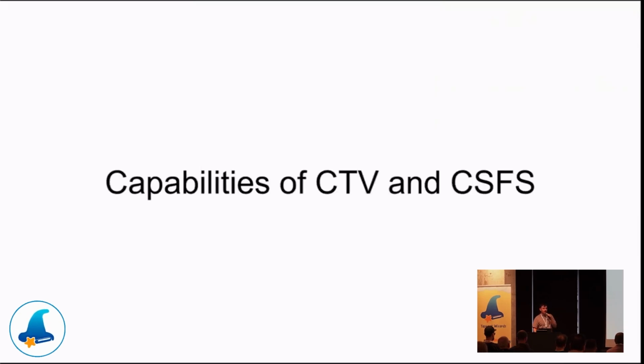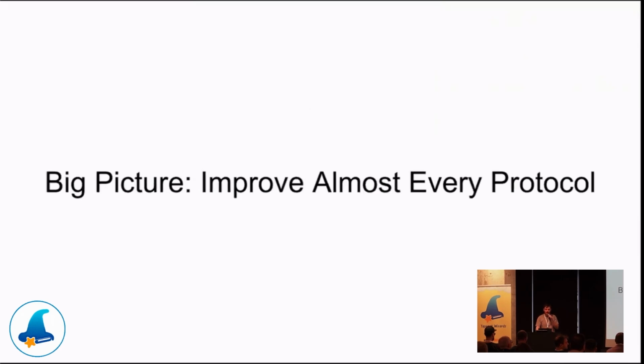So now I'm flying through because I've got a lot of content, but capabilities of CTV and check from stack. You're going to hear a bunch of other talks that will give more detail on specific capabilities, but I wanted to give you a high level of what the things are so that you'll know them when you see them again later. And the big picture is that almost every protocol that's being used today or being proposed to be used today benefits from both of these opcodes in some way, shape, or form. So these are pretty good across the board.